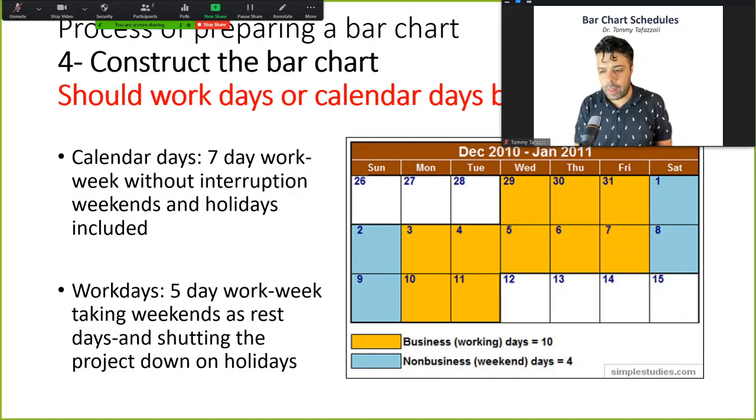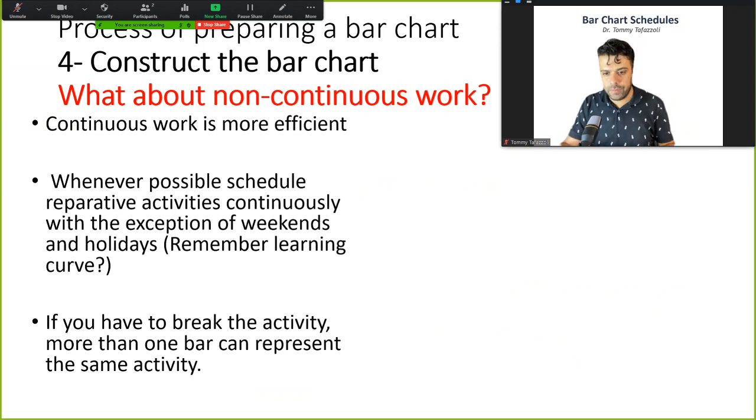So in many projects, it's quite common to have 5 or 6, if not more, different types of calendars. Based on the type of activity, in P6, which you will learn this semester, you will learn how to assign different calendars to different activities, and you can have as many types of calendars as you want, depending on the nature of work.